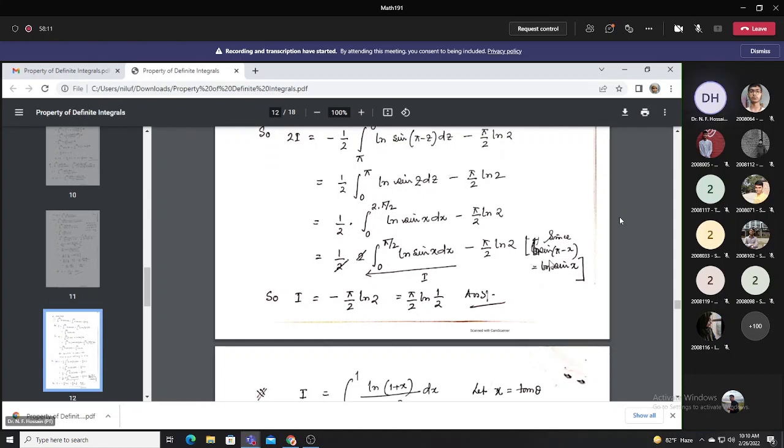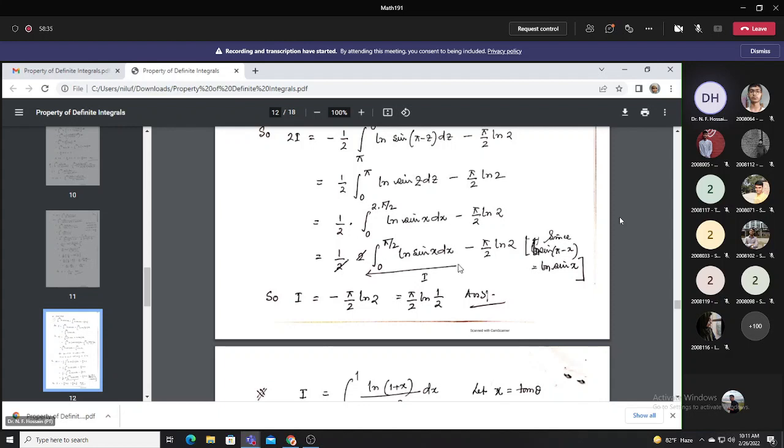ln of 2 into pi by 2 minus x equal to ln of sine of pi minus x, which is equal to ln of sine x. So it satisfies the property f of 2a minus x equal to f of x. So you can write it, the half was there, and this integral can be written as 2 into integral 0 to pi by 2 ln of sine x dx.